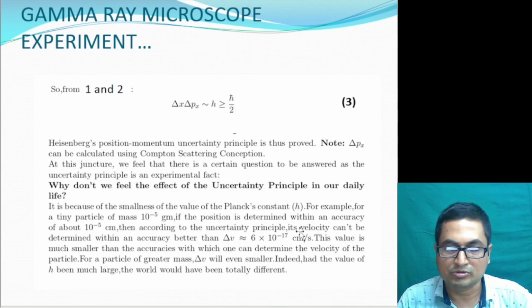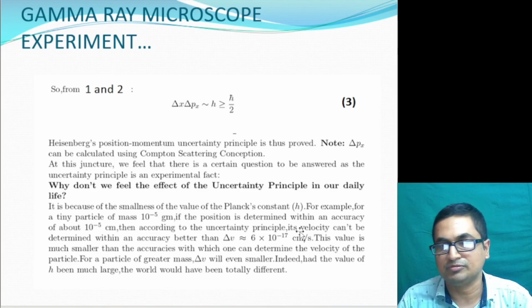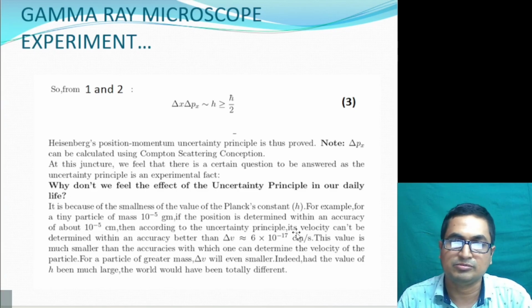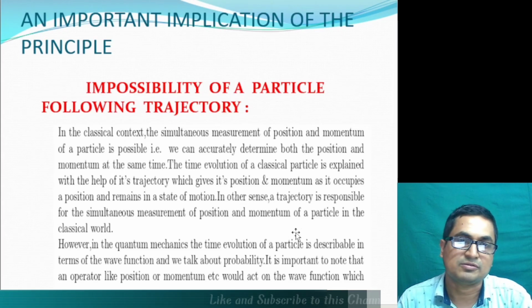So small h, the Planck's constant, is small, and that's why you don't see the uncertainty principle in our daily life. That's the answer.